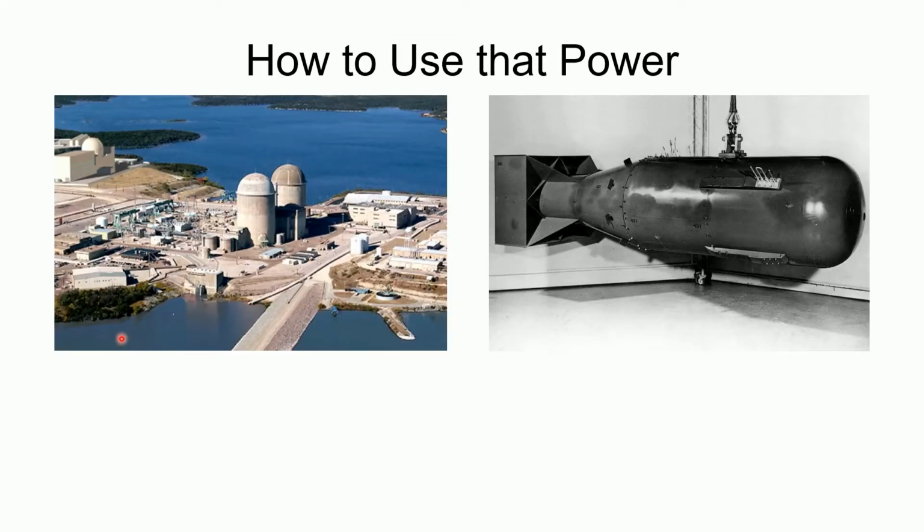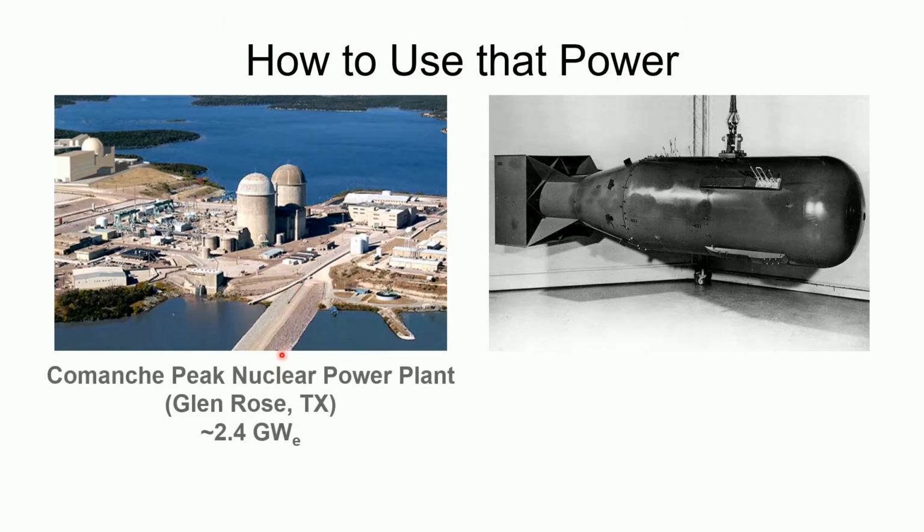Well, how do we go about using that kind of energy? And so we've got two applications for nuclear fission that are popular. One is to make nuclear reactors and generate electricity. This is a picture of the Comanche Peak Nuclear Power Plant down in Glen Rose, Texas, not very far from the Dallas-Fort Worth region. And it produces a significant amount of the electricity here in Texas. 2.4 gigawatt of electricity equivalent. So a pretty significant provider of electricity.